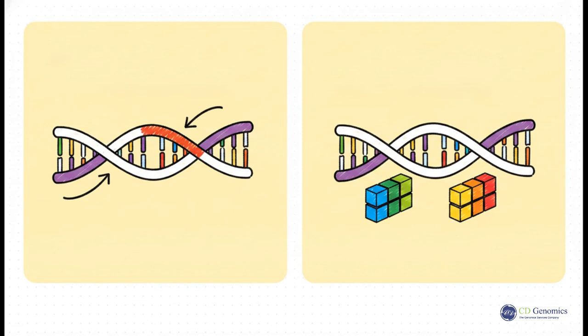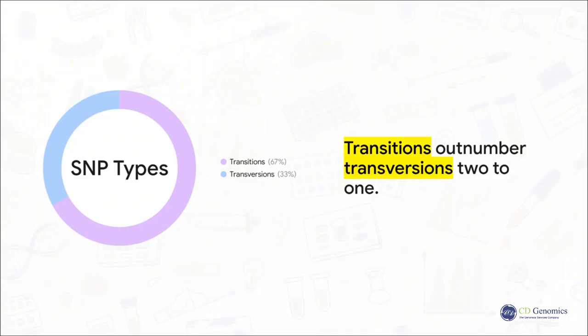On the other hand, we have indels. That stands for insertions and deletions, and it's exactly what it sounds like, entire missing or added chunks of genetic text. Both of these are massive drivers of genetic diversity. Now, what's really wild about this is that when SNPs happen, they aren't just random, chaotic mistakes. Statistically, there's actually a pattern.